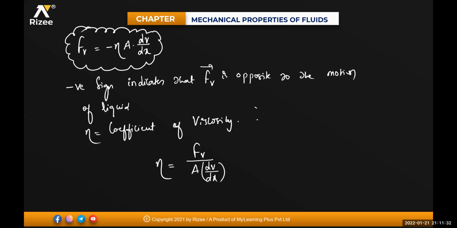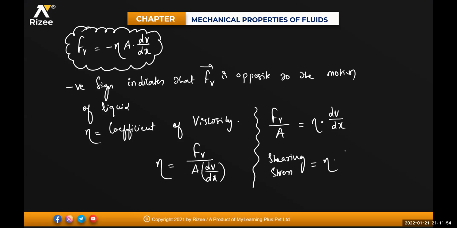Okay, and you can write it even like this. Viscous force divided by area of cross section is also equal to neta into dV divided by dx. This viscous force by area is also called shearing stress. Shearing stress is equal to neta into dV divided by dx.